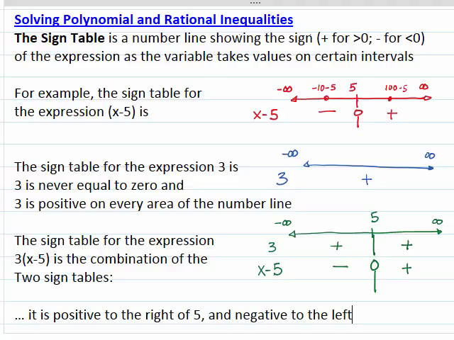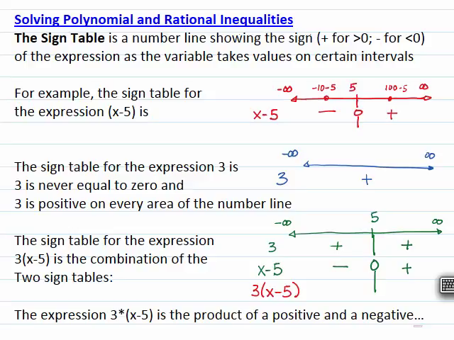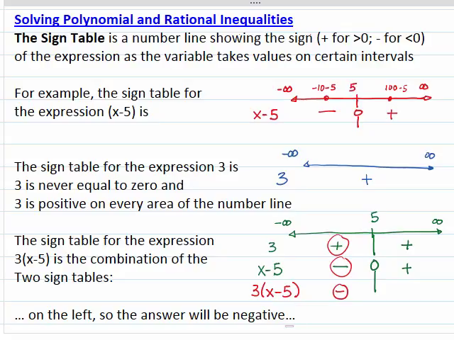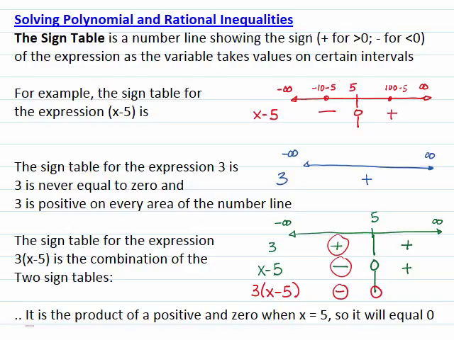Now the expression 3 times x minus 5 is a product of a positive quantity and a negative quantity on the left, so the answer will be negative. It is the product of a positive and a 0 when x is equal to 5, so it will equal 0 when x is equal to 5, and it is a product of a positive and a positive to the right, so it's going to equal a positive quantity.